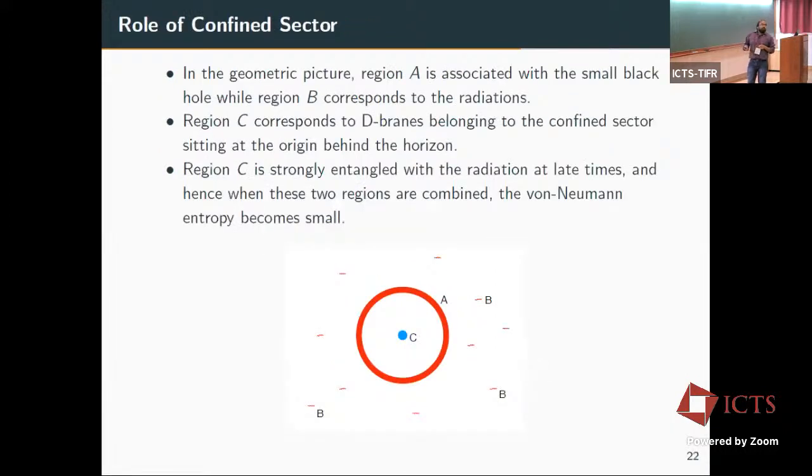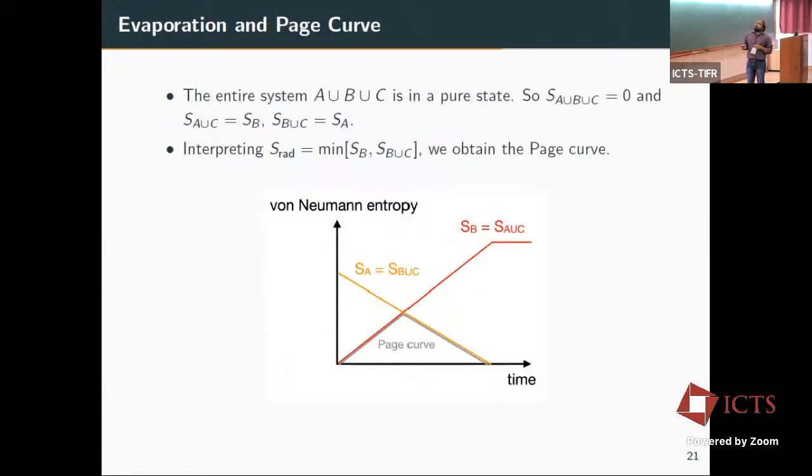What is that red straight flat part in that curve? Yeah. Sorry? SB. This? Yeah. At late times there are only radiations, like at very, very late times. So this is the entropy of just the radiation sector, SB. So at late times, because there are only radiations, the entropy would be constant.